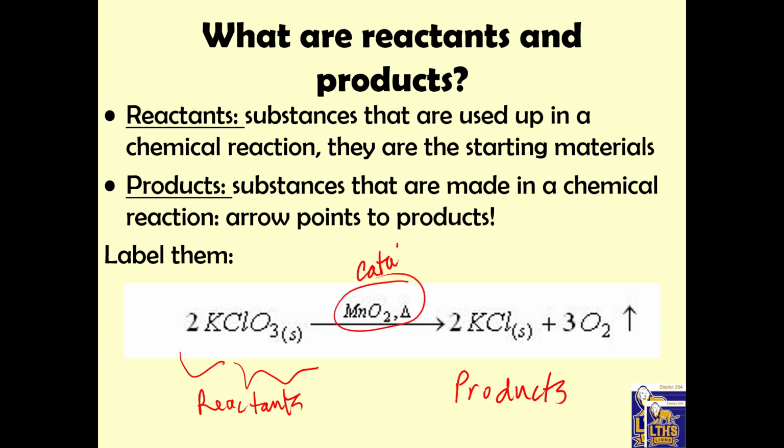A catalyst is something that goes over the arrow. All right, states of matter, and we'll see it on the next slide. So in a chemical reaction, something new forms.